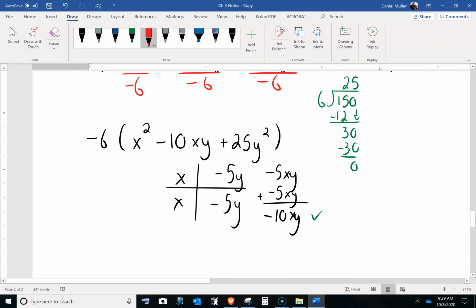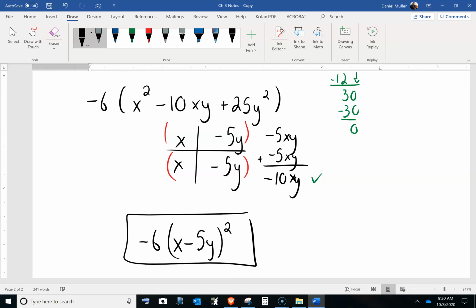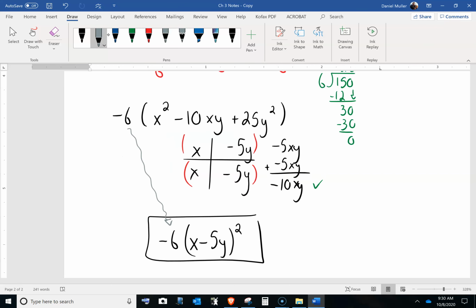So factor that correctly: x minus 5y, x minus 5y. So you have an x minus 5y, but you have 2 of them. So I'm going to write (x minus 5y) squared, because I've got 2 of them. And then I've got that -6 that I had to bring down in front as well. So that is my answer.